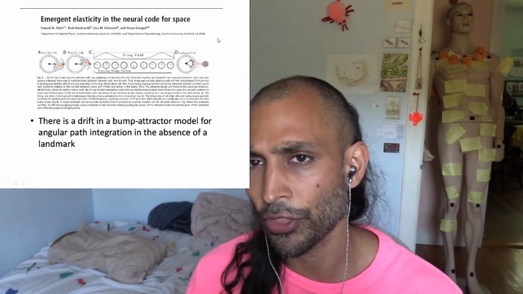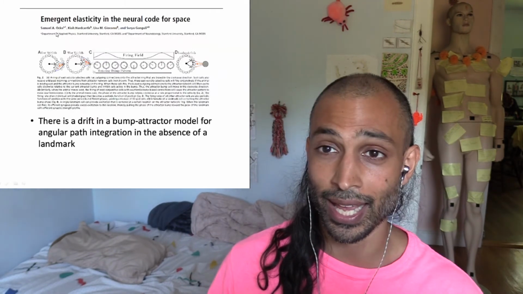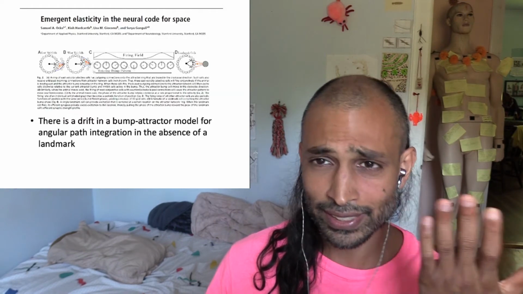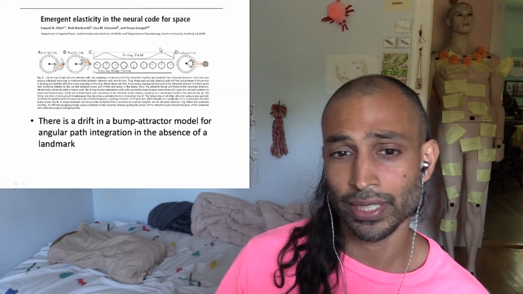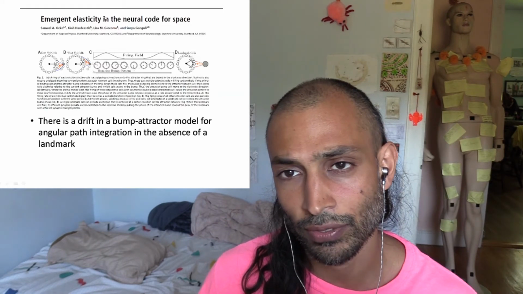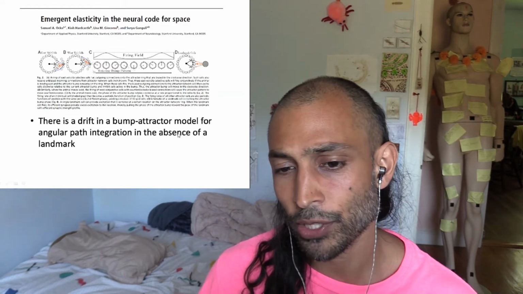Another example, this is a theoretical example, and I actually reached out to Sam and we had a discussion. He's mad chill. And he said that, who knows, maybe there's a possibility that this is what's happening in humans. So in his models, which I believe are based off of rat data, he has this bump attractor model.